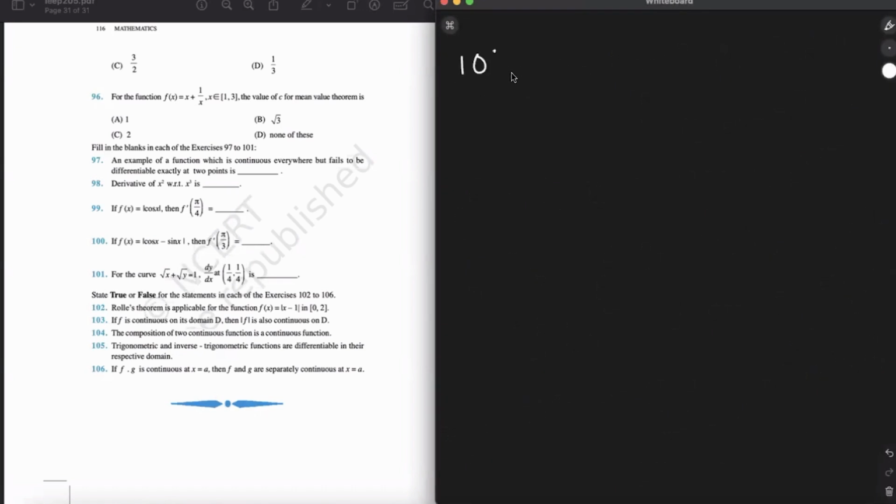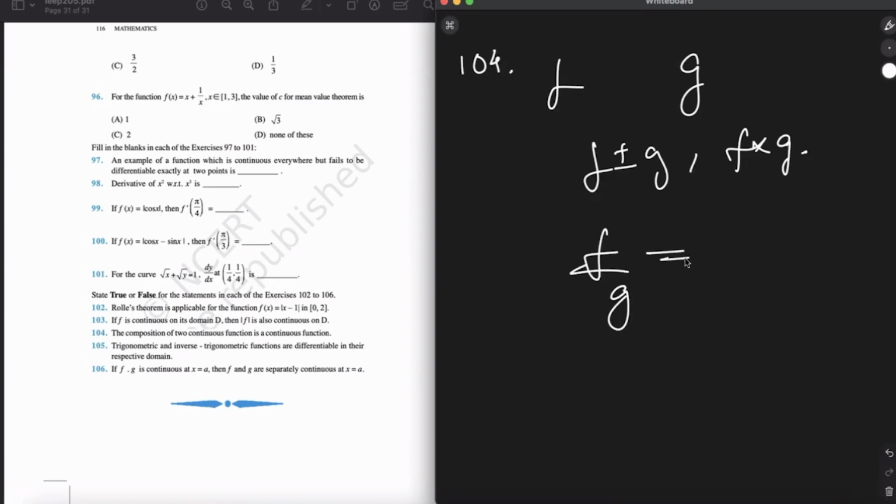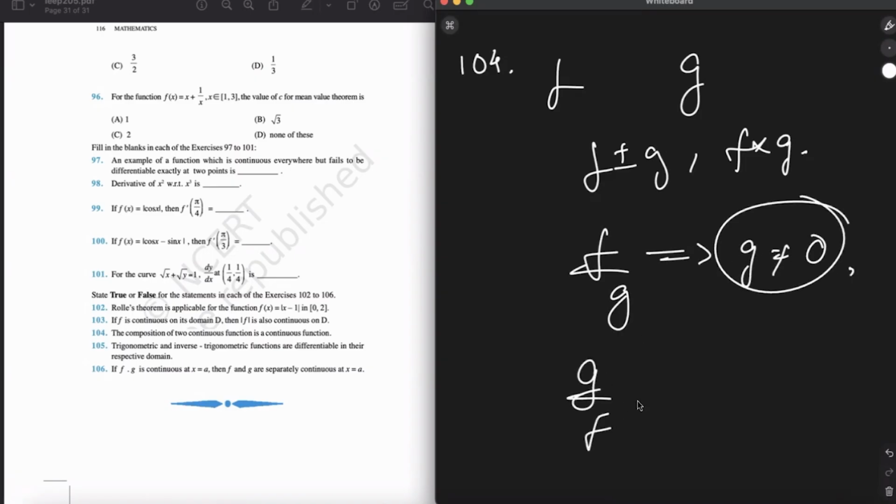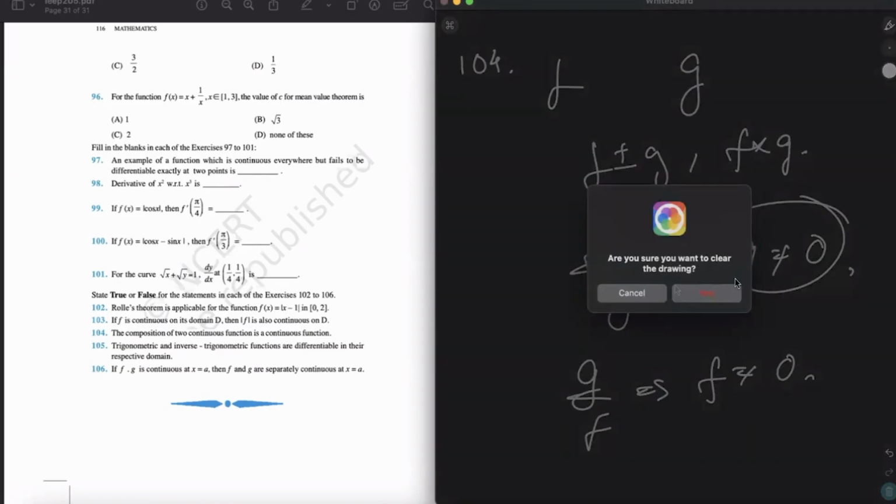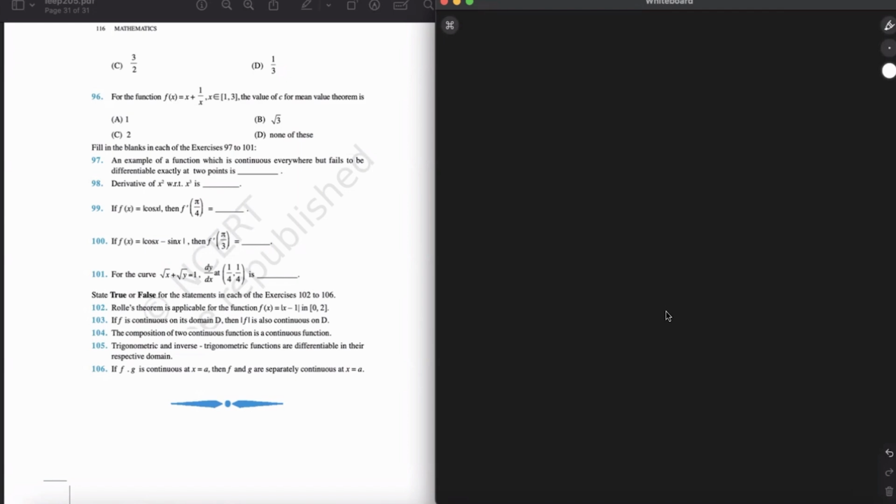The composition of two continuous functions is a continuous function. Yes, true. If f is continuous and g is continuous, then f plus minus g and f into g are continuous, and f upon g is also continuous, but g should not be equal to 0. Similarly, g upon f is also continuous, but f should not be equal to 0. Trigonometric and inverse trigonometric functions are differentiable in their respective domains. Obviously true. Nothing to explain over it.